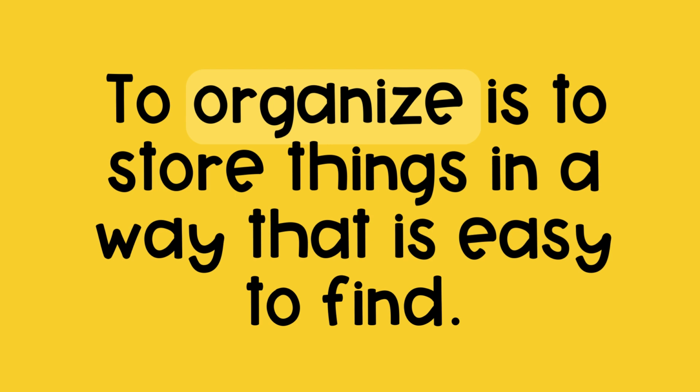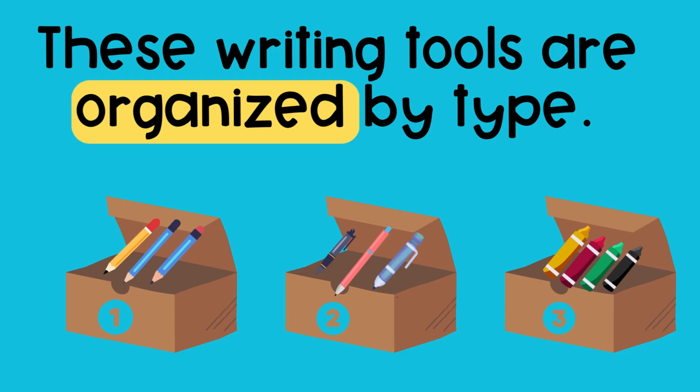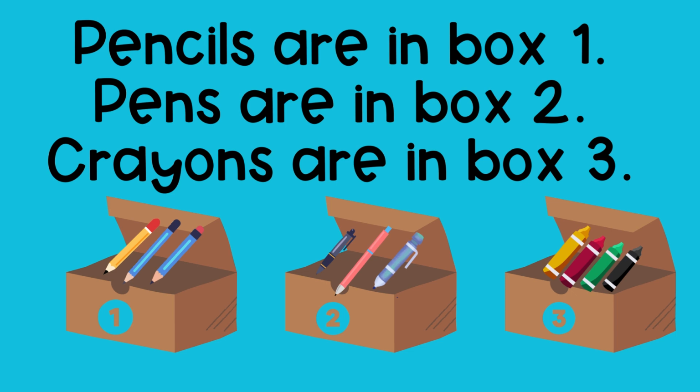To organize is to store things in a way that is easy to find. Here's an example of things that are organized. These writing tools are organized by type. Pencils are in box 1. Pens are in box 2. Crayons are in box 3.